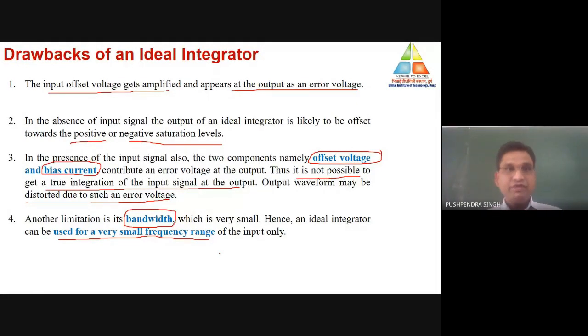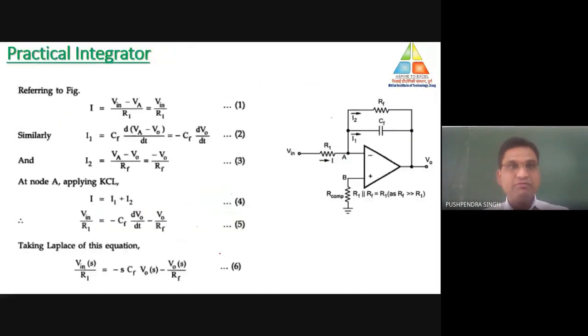So now we need to rectify these problems. For rectifying these problems, we are moving further to the practical integrator. We have changed some components, we have added some component, and try to rectify the problem of bandwidth and the error voltage generated at the output. So this is the circuit diagram of the practical integrator circuit. What is the change in the practical integrator circuit? There is only one change, and that is the feedback resistance.